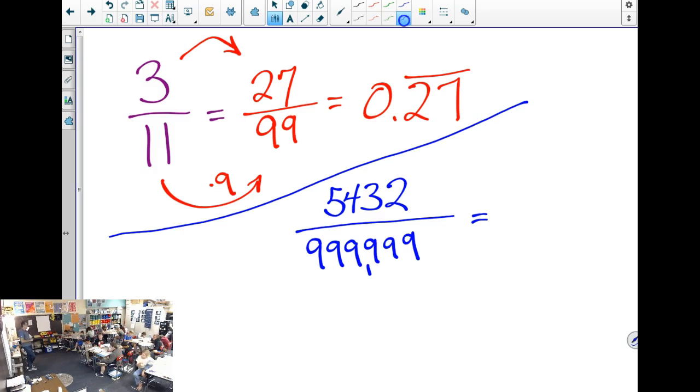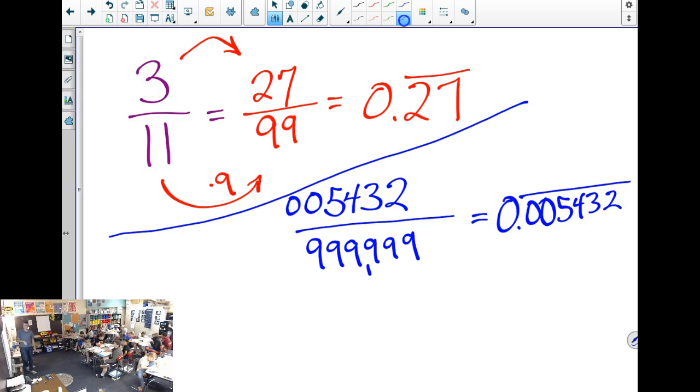Is this going to repeat? Yes, absolutely. How many digits on bottom? 6. So we need to make how many digits on top? 6. So put some extra zeros here. 0, 0, 5, 4, 3, 2. Repeating bar. That's it. Have a great day, guys.